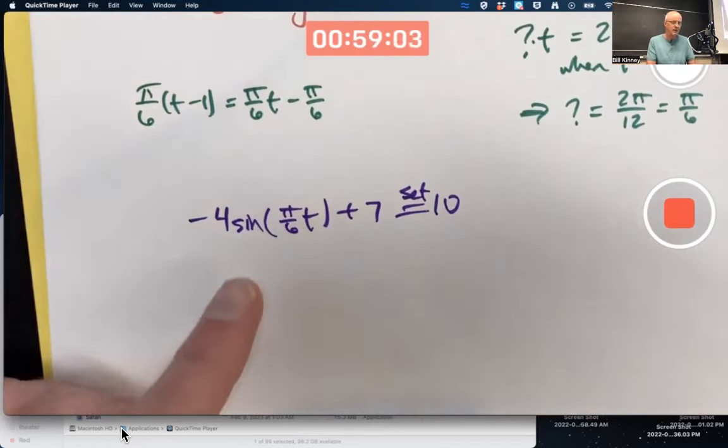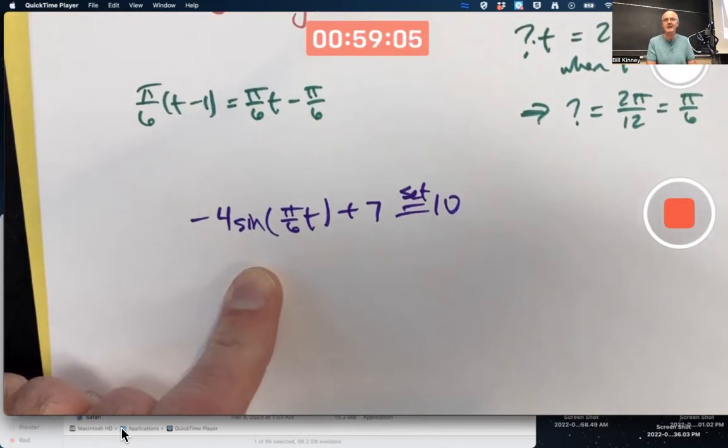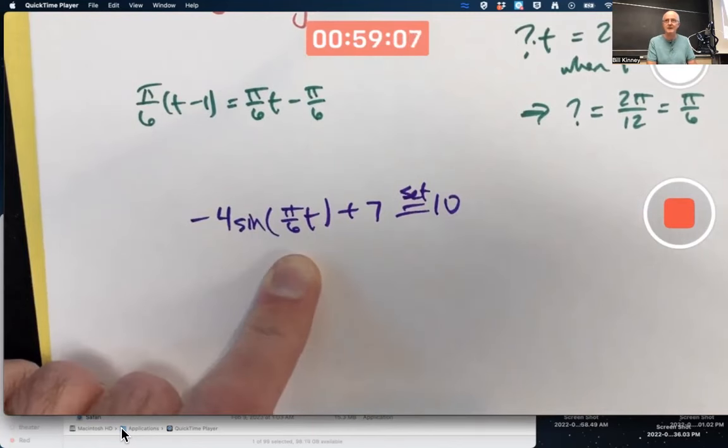You do that by trying to first isolate sine of whatever's inside its parentheses on one side by itself, and then using the inverse sine or arc sine function. But that will only give you one possible answer, not every answer.